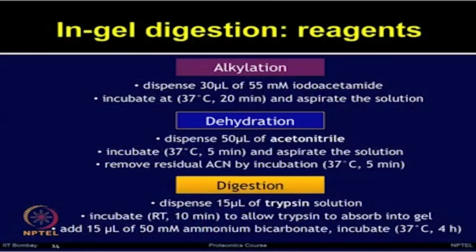Once digestion is done, which is usually an overnight step, then one needs to do the peptide extraction of the digested proteins. Peptides generated through the proteolytic cleavage can be extracted by using a recipe including formic acid or trifluoroacetic acid, TFA, in 50% acetonitrile solution.